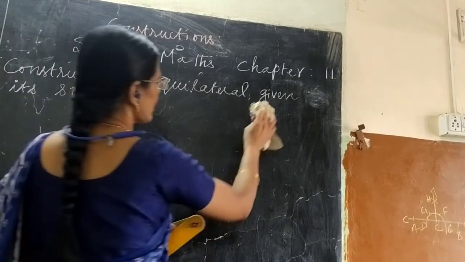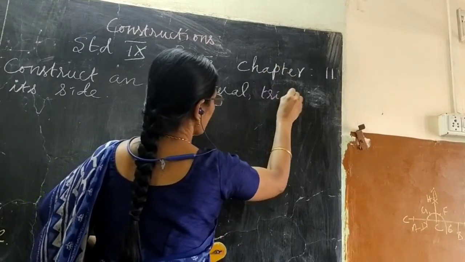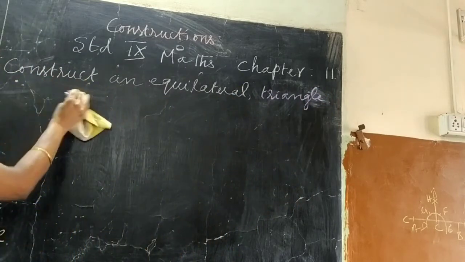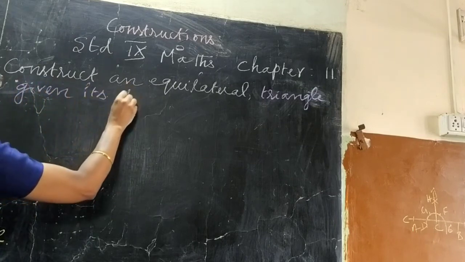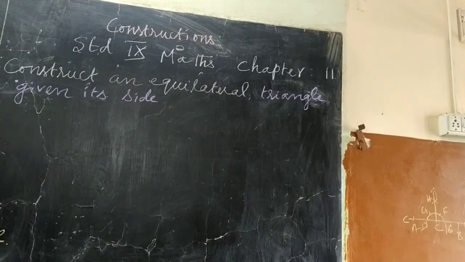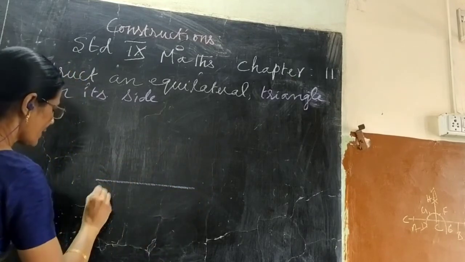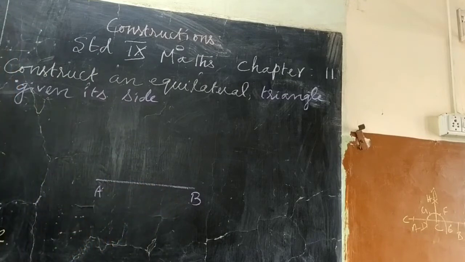Construct an equilateral triangle given its side. So we are asked to construct an equilateral triangle where the length of its side is given. So I draw a line segment AB, that is the given length. So length of AB is given, that is taken first.